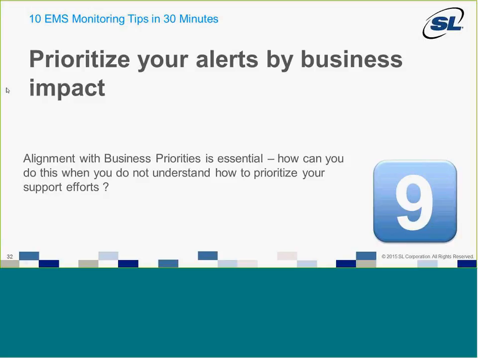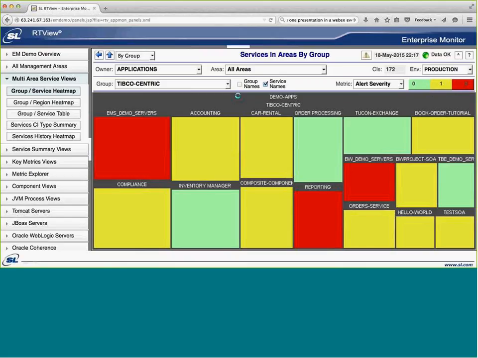What we want to discuss is the ability to prioritize your alerts by business impact. So aligning priorities is essential. Now, how can you do this when you don't really understand how to prioritize your own support efforts? IT should align with the business priorities automatically. This isn't something that you should need to study up on every week. Applications are added. Your monitoring system should factor that in.